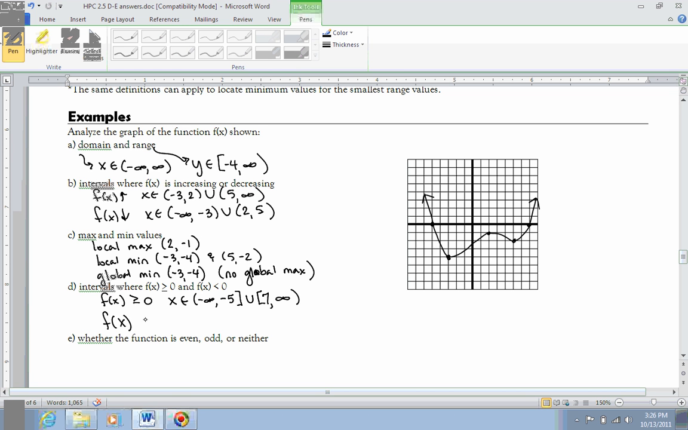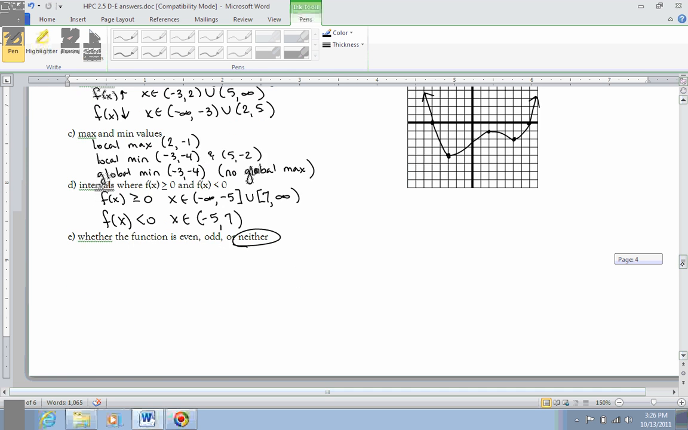The points at which f of x is less than 0 happen for all the other points in the graph, going from -5 all the way up to when x equals 7, not including them because that's when it's equal to 0. So from -5 to 7, and you have parentheses. This function is not symmetrical over the y-axis or over the origin, so this is neither even nor odd.